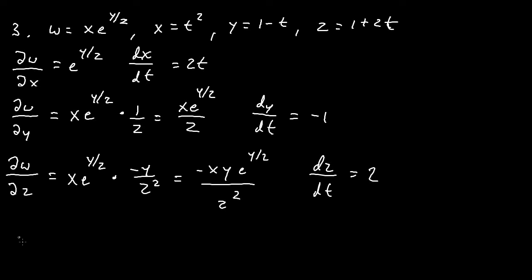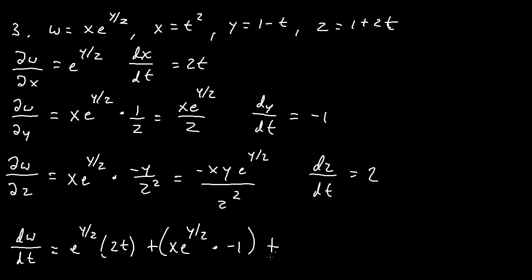So now I can plug everything into the formula. So once again, dw/dt, this time we're finding the derivative of w with respect to t using the chain rule, is going to be equal to the partial derivative of w with respect to x, which we found to be e raised to the power of y over z, times dx/dt, which is 2t, plus the partial derivative of w with respect to y, which is x times e raised to the power of y over z, times dy/dt, which is negative 1, and then plus the partial derivative of w with respect to z, which is negative x times y times e to the y over z over z squared, times dz/dt, which we found to be 2.